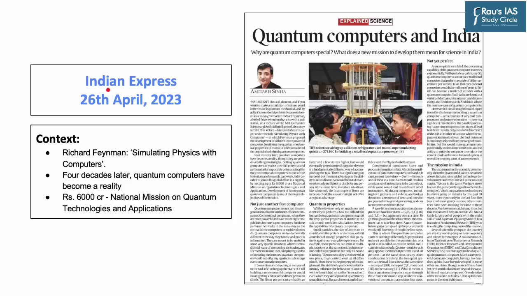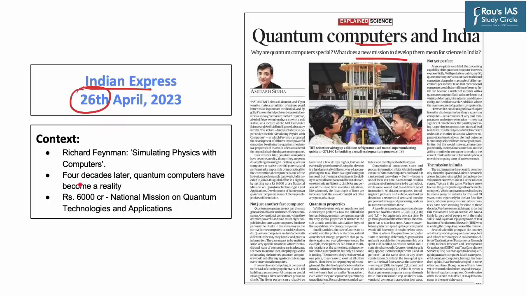Now, moving on to the third article of the day, which appeared in the explained section of the Indian Express on 26th of April this week. This article reports about a new mission to develop quantum computers in India.